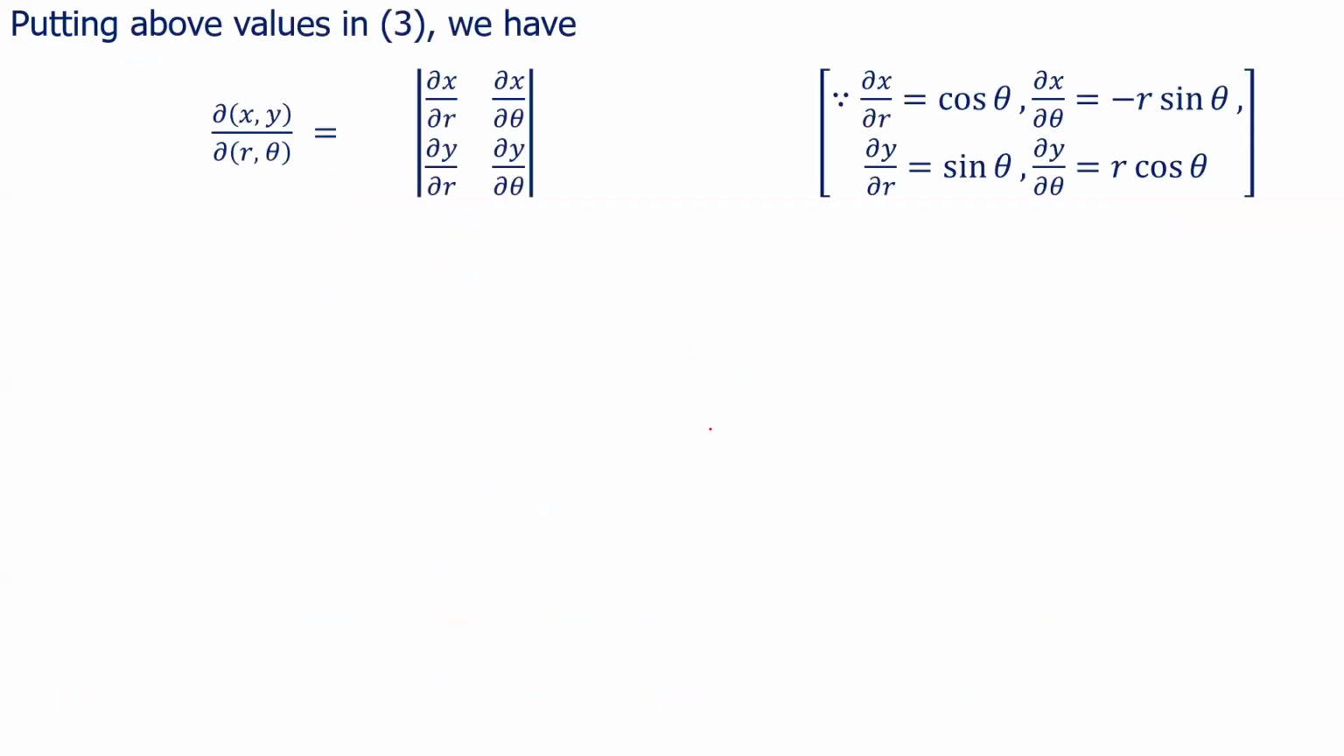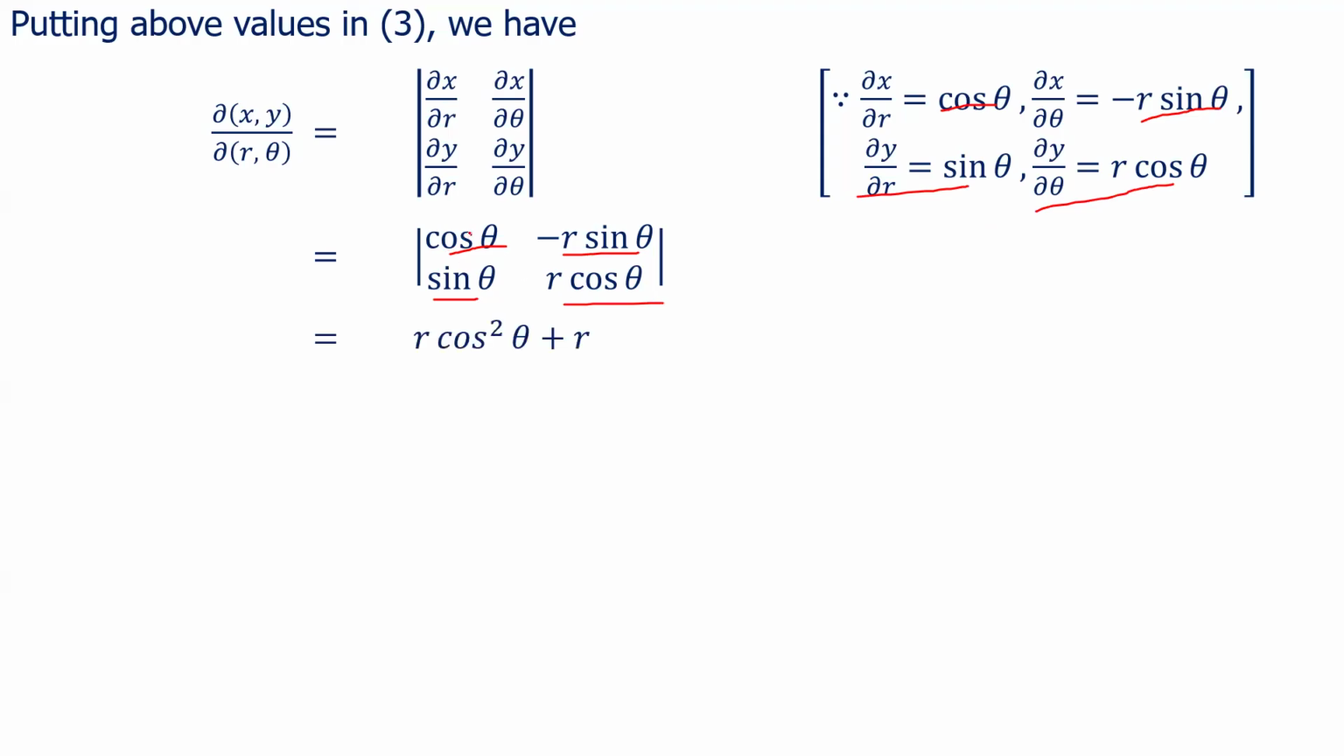Putting the above values in equation number 3, we have the Jacobian of xy with respect to r theta. So del x del r is nothing but cosine theta. Del x del theta is minus r sine theta. Del y del r is sine theta. And del y del theta is r cos theta. So let us simplify the determinant.